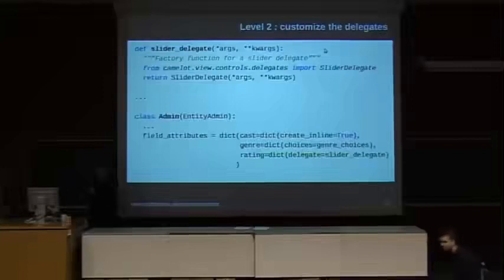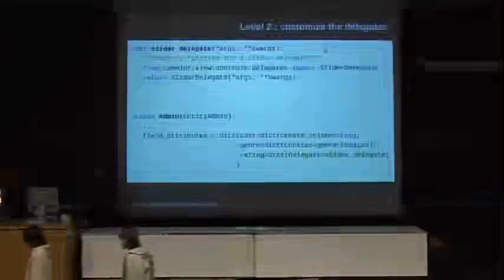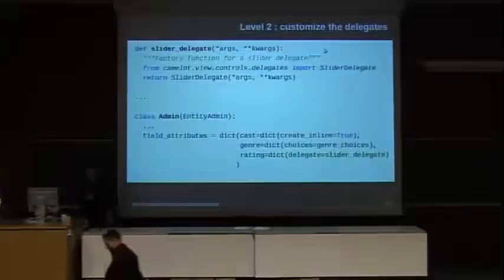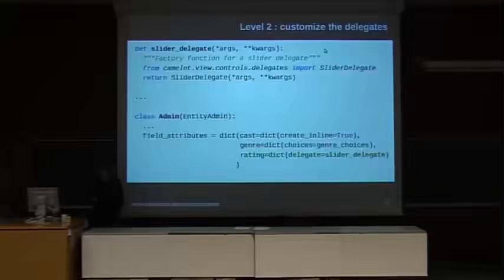So in Camelot, you can specify which delegate should be used for which field. This is done again with the field attributes attribute. You tell it there to use a particular delegate for a particular field, and you do that by specifying a factory function that creates the delegate. This factory function will then be called by Camelot to create a delegate, which in turn will then be used to create the form.